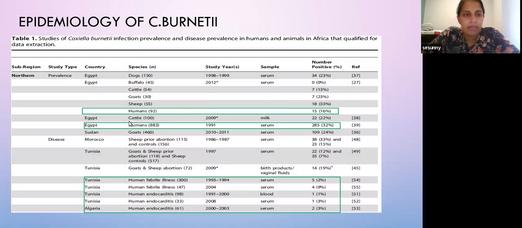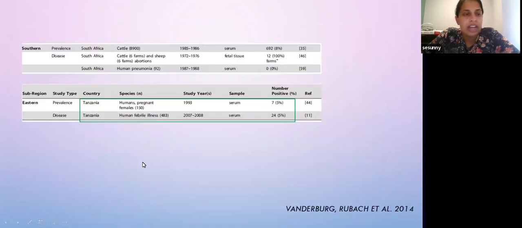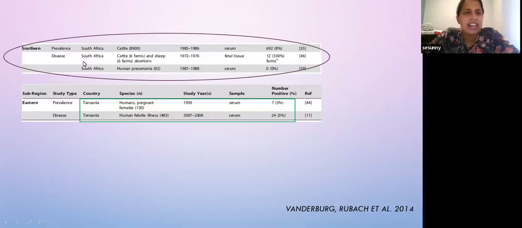This is in Northern Africa, particularly Egypt and Tunisia. This is in Western Africa, so Cote d'Ivoire, Burkina Faso, Niger. Then this is Mid-Africa, Cameroon, and then Eastern Africa in Tanzania. And then this is in Southern Africa. Interestingly, although there was suspicion for human pneumonia, unfortunately with serology, there weren't any confirmed cases.